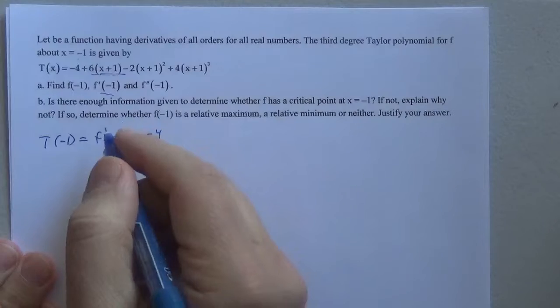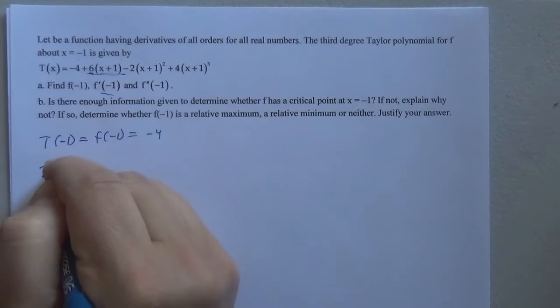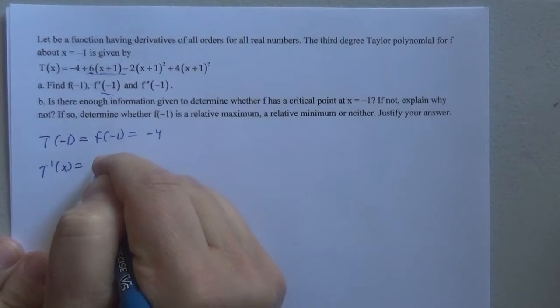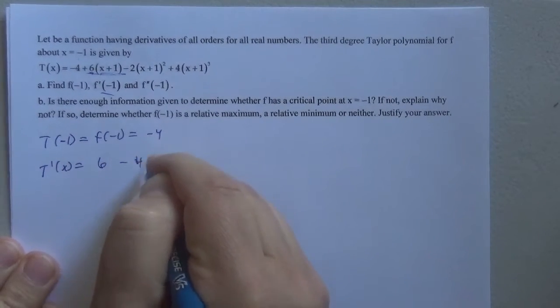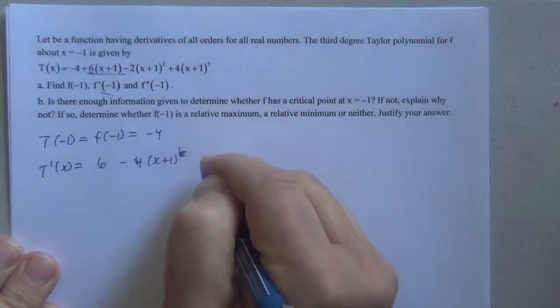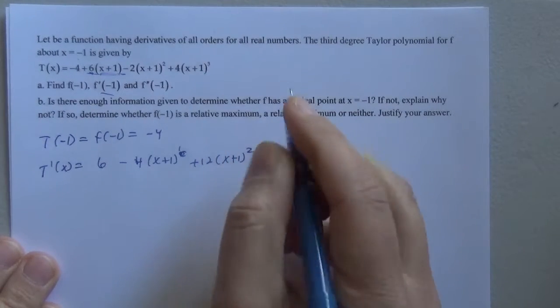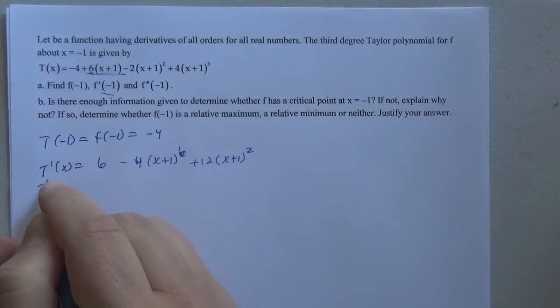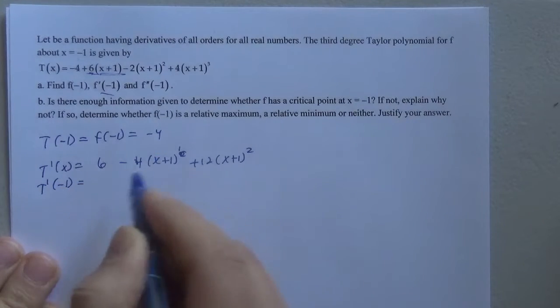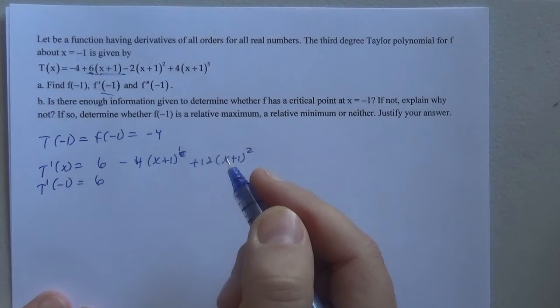But let's test it, right? Because the coefficient right here is what's going to give us the first derivative. So T prime of x is just going to be 6 minus 4 times (x plus 1), oops, not squared, that's just to the first, plus 12 times (x plus 1) squared. I plug in negative 1. This term goes away, that term goes away, I get 6.